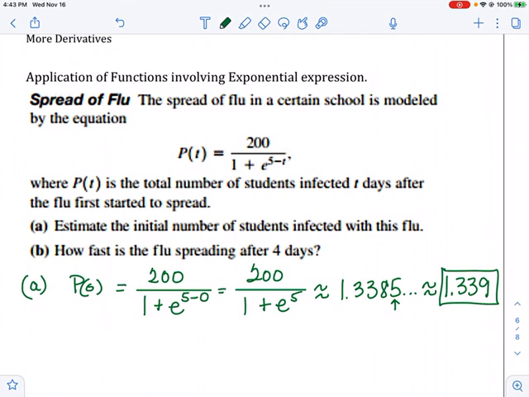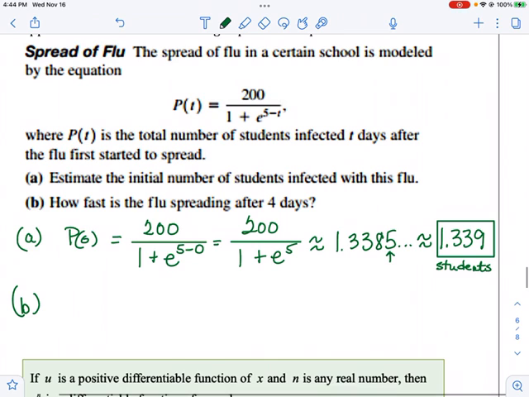Okay, part B, it says, how fast is the flu spreading after 4 days? And for the units on part A, the units are students. 1.339 students, right? Total number of students. So a little more than 1. I mean, generally it's 1. All you need is 1.